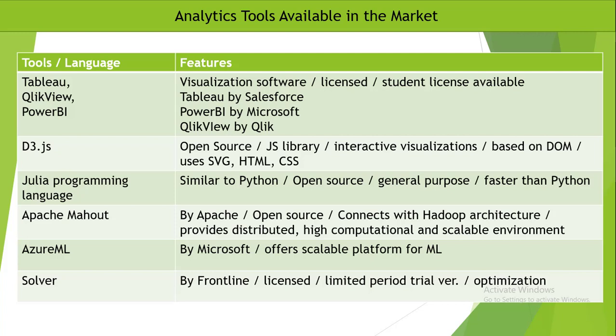Apache Mahout. It is a product of Apache and it's open source. It connects with the Hadoop architecture and provides a distributed, highly computational, scalable environment. It is used widely for machine learning, and we use languages like Scala and Java. Azure ML, Azure Machine Learning, is a product of Microsoft. It offers a scalable platform for machine learning.